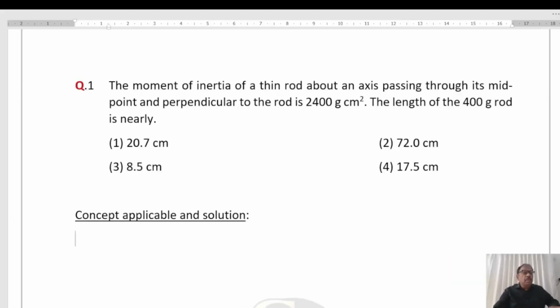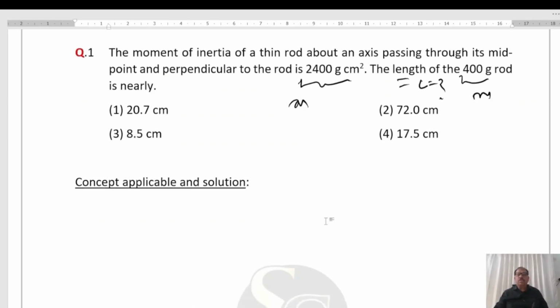The question is: the moment of inertia of a thin rod about an axis passing through its midpoint and perpendicular to the rod is 2400 gram centimeter square. And the length we have to find out, and the mass is given this much. The formula is direct, but before applying the formula, I will discuss basic concepts.